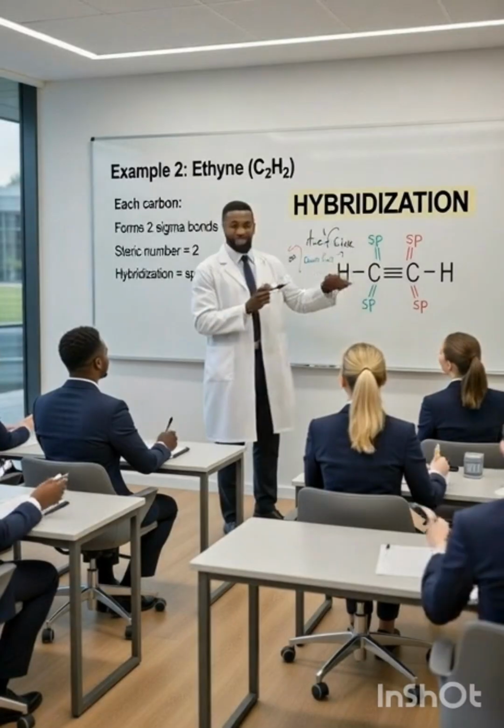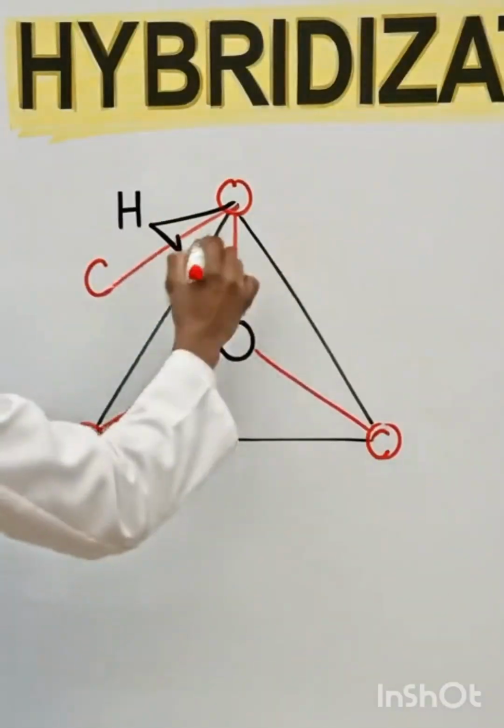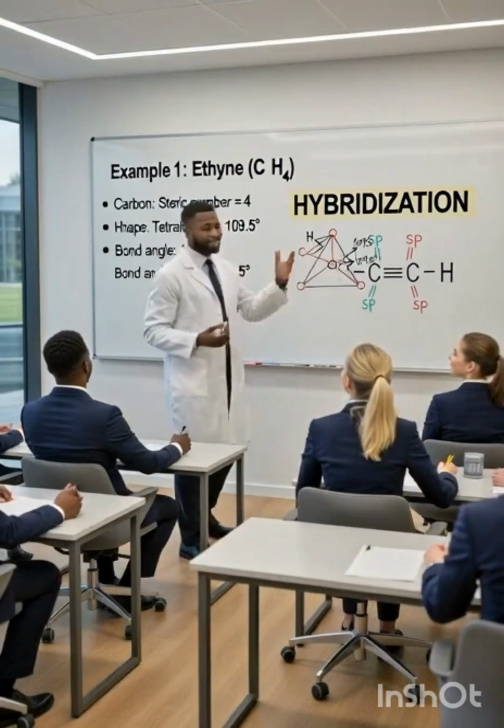Any questions? For methane, the steric number is 4. So, its hybridization is sp3. This gives it a tetrahedral shape with 109.5-degree bond angles.